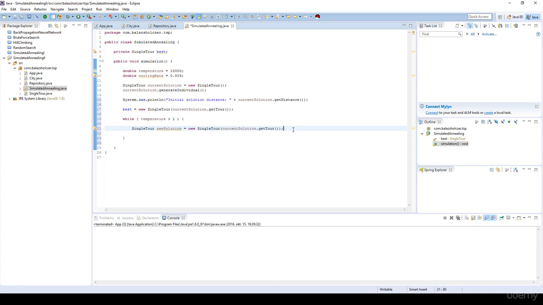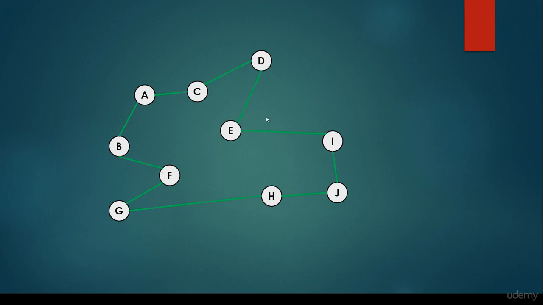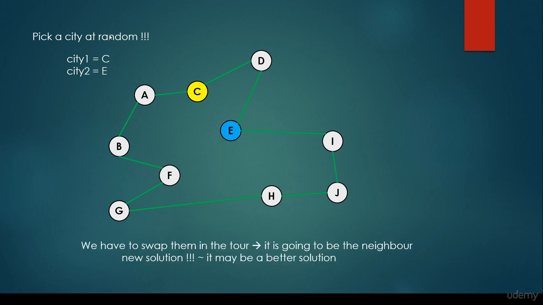And the algorithm is going to generate two random indices. So we are going to pick two cities at random, and we are going to swap them in the sense that, for example, we have this single tour. Okay, we have the cities A, C, D, E, I, J, H, G, F, B, and back to the starting point. The simulated annealing is going to pick two cities at random. The first city, for example, is going to be picked at random, for example, city C. We generate another city at random, for example, city E, and we swap them. So we have to swap them in the tour because it's going to be the new solution.